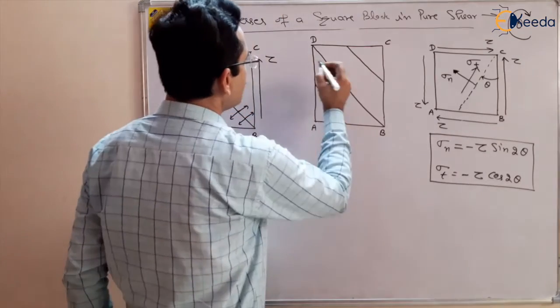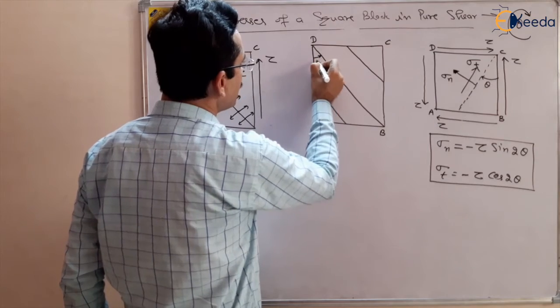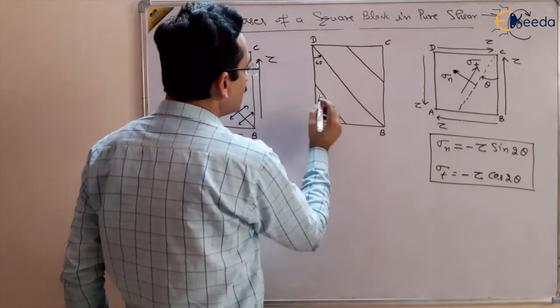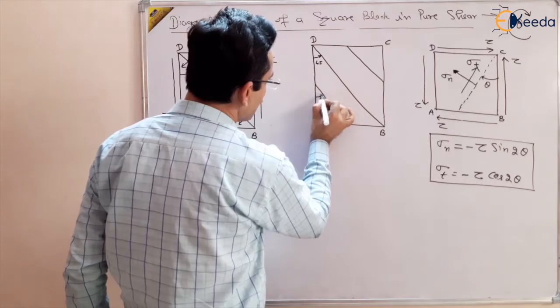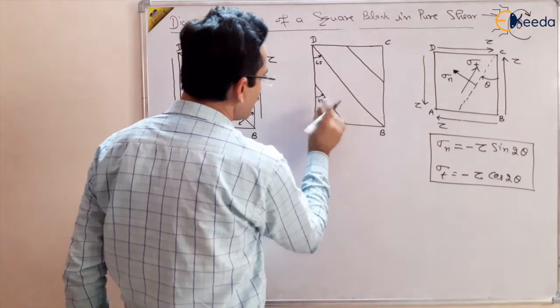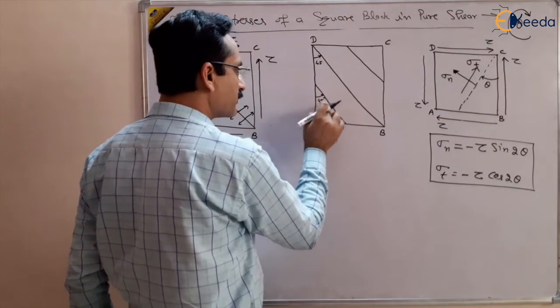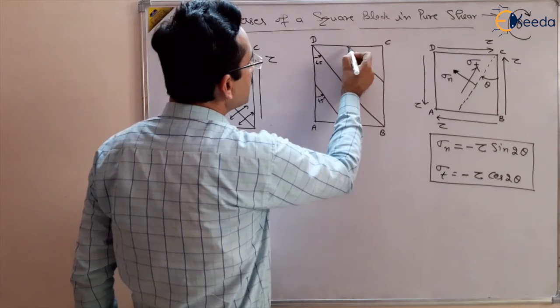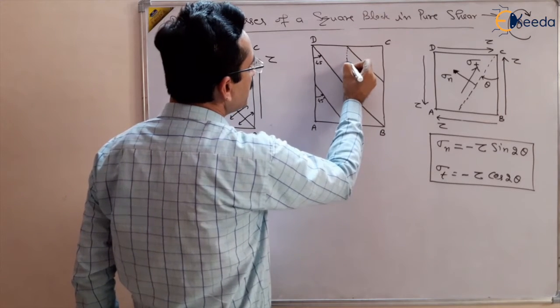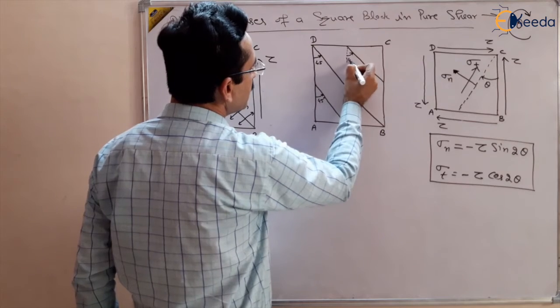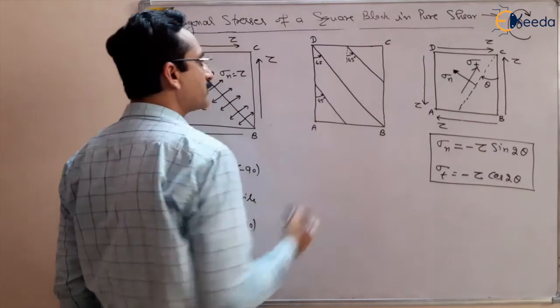So we have seen that this angle is anti-clockwise 45 degree. If this is anti-clockwise 45 degree, this will also be anti-clockwise 45 degree, and this is minus 45, this will also be negative minus 45, and this angle will also be minus 45 degree because it is also with the vertical, making 45 degree in anti-clockwise direction.